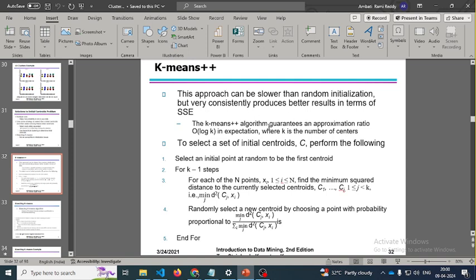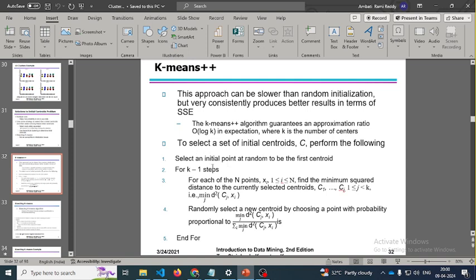You can compute the time complexity of this particular algorithm; it will be order of log k. If you go for the k-means algorithm, the complexity will be order of n into k into I into d, as we have already seen. This one just requires order of log k. So to select a set of initial centroids, you need to follow these steps.